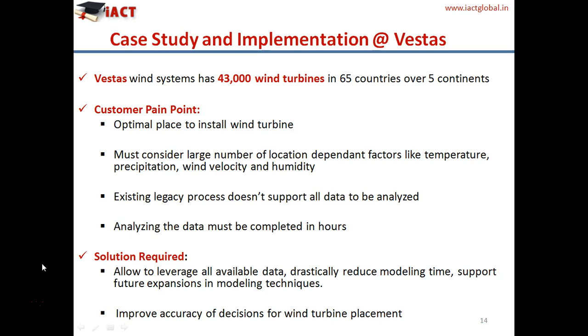Now, the case study at Vestas. Vestas Wind Systems has 43,000 wind turbines in 65 countries over 5 continents, which is a lot. Its pain point was that they did not have an optimal technique to find out where to place their next wind turbine. They wanted to find an optimal place to install it, and they must consider a large number of location-dependent factors, like temperature, precipitation, wind velocity, and humidity.